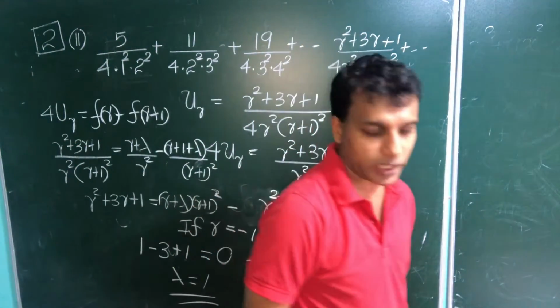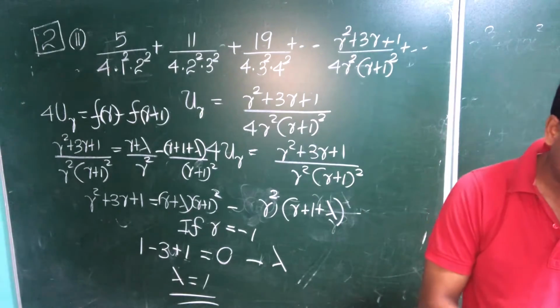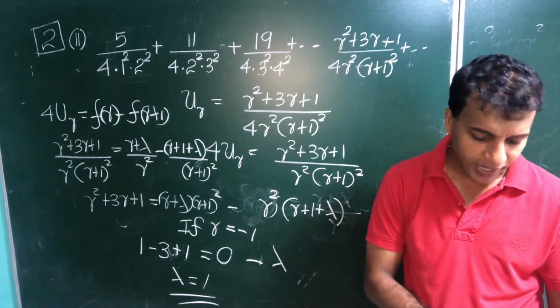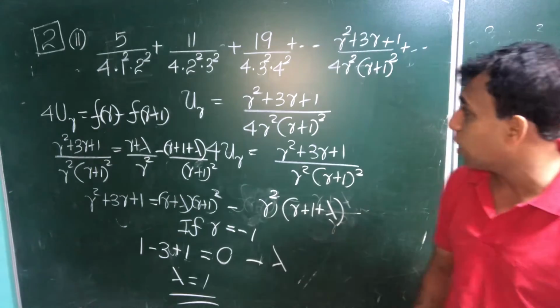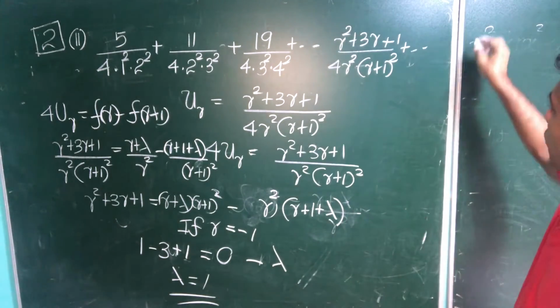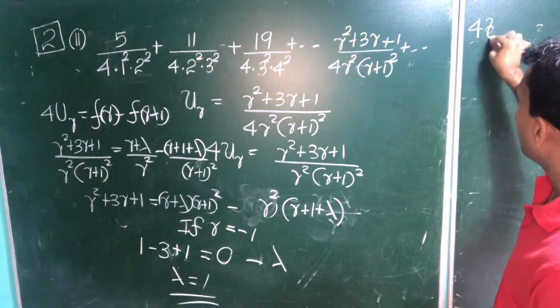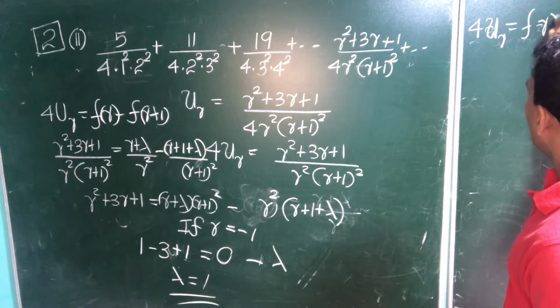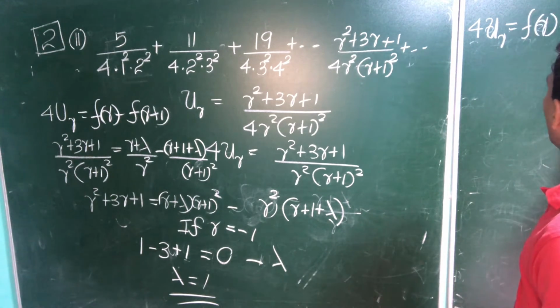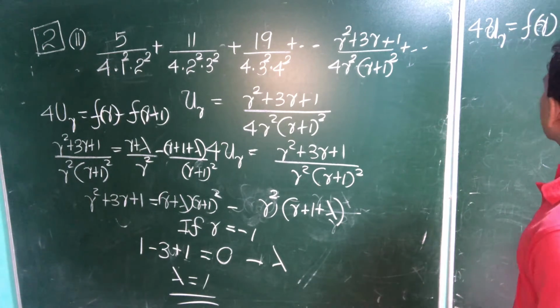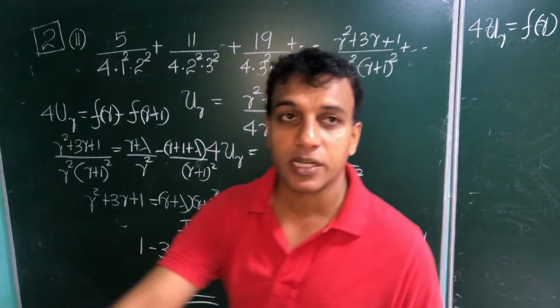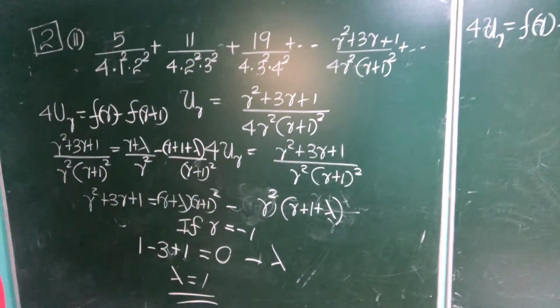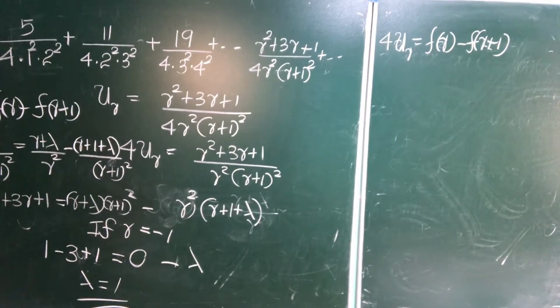Lambda equal to 1. So lambda is okay. Then find the sigma UR. So you know the method now. 4 times UR equal f of r minus f of r plus 1. That's the standard form here to find the summation, right? Everything clear to find the summation.